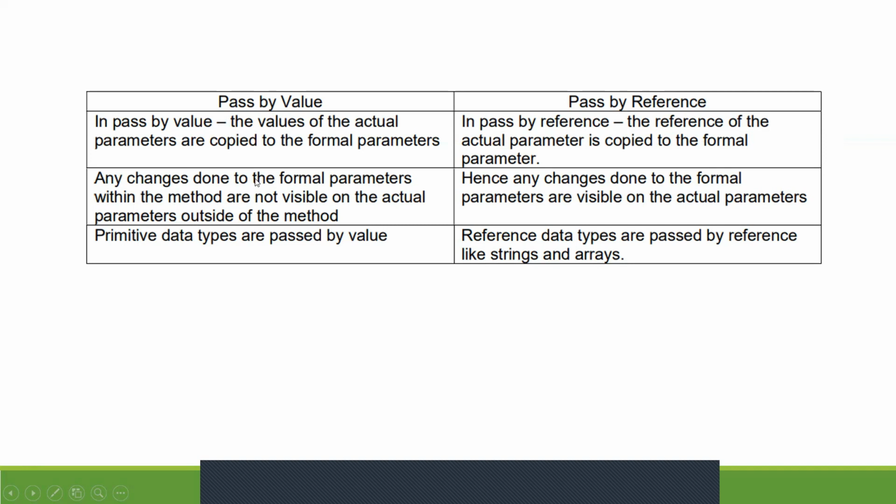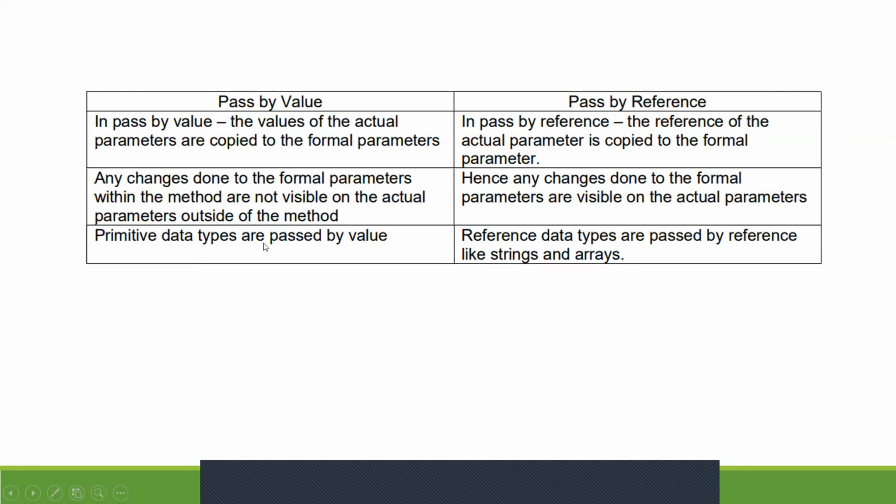Now here, what happens when we made changes to the age parameter, okay? Any changes done to those parameters in the method are not visible to the outside method, okay? But in this case, pass by reference, because they are both referring to the same memory location, any change done to the formal parameter is visible on the actual parameter.